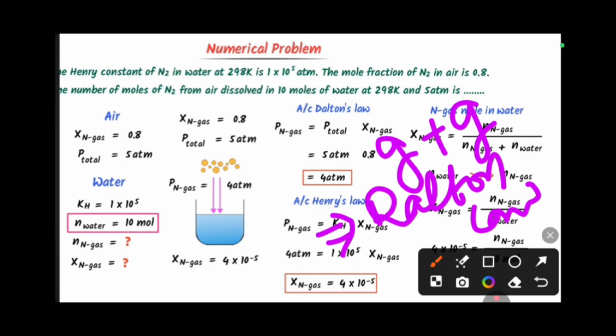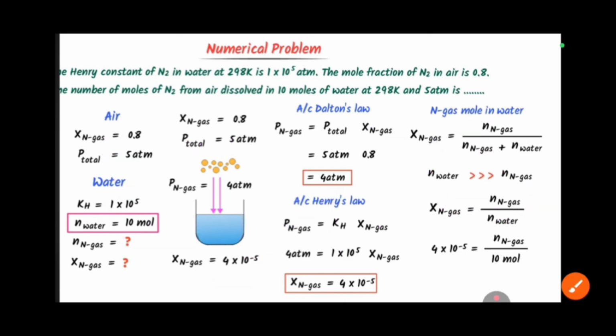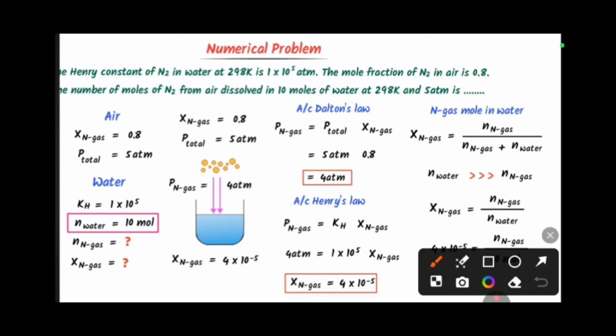But in numericals, when they give a mixture of gas in liquid, then you have to apply Henry's law. Take care of these two things: gas in gas, Dalton's law; gas in liquid, Henry's law. Now you can see the numerical statement.